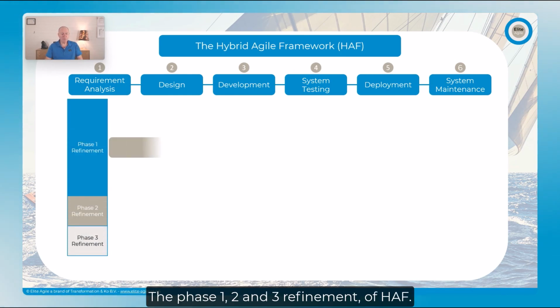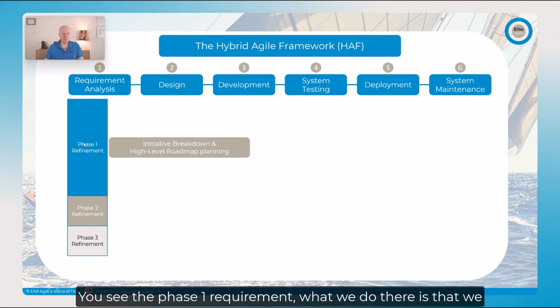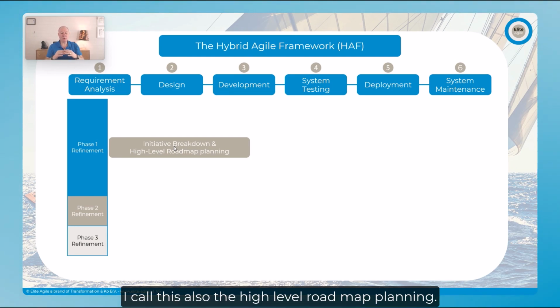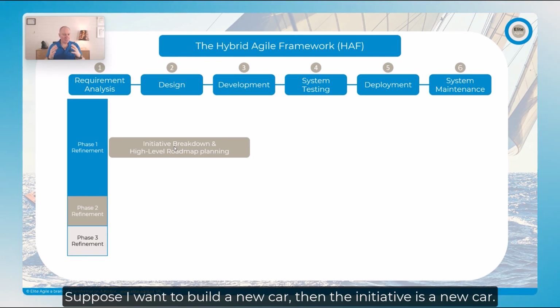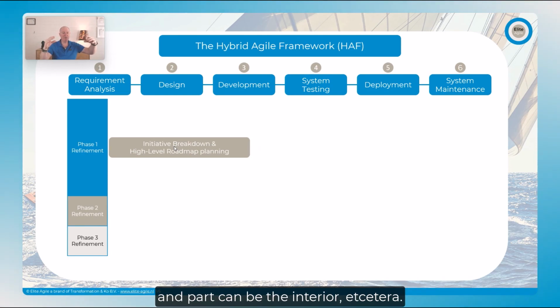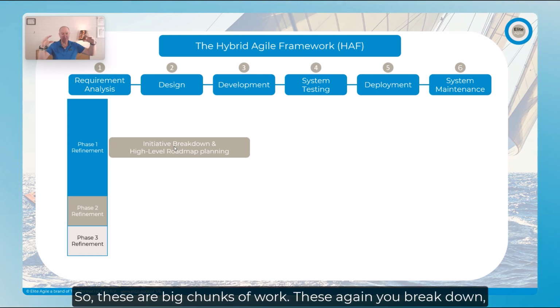The phase 1, 2, and 3 refinement of HAF, you see the phase 1 requirement. What we do there is that we break down the initiative into ever smaller parts. I also call this the high-level roadmap planning. Suppose I want to build a new car, then the initiative is a new car, and a part can be the chassis, a part can be the engine, a part can be the interior, etc. So these are big chunks of work.